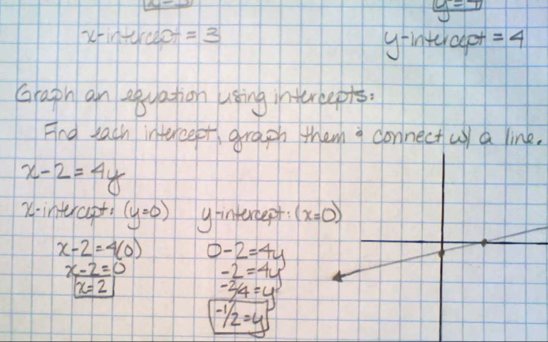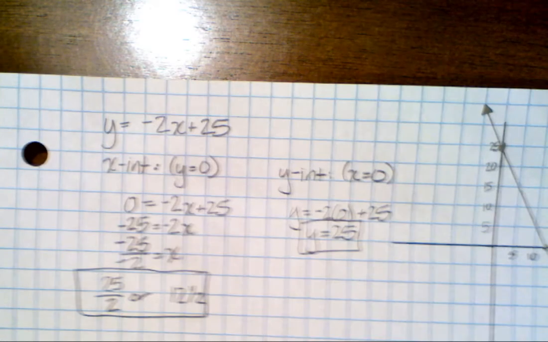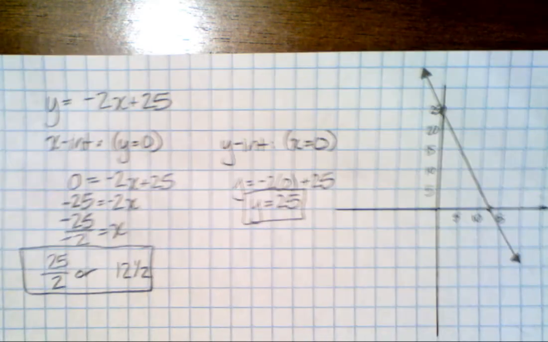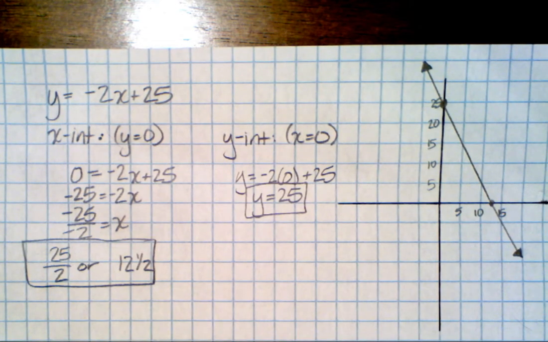Okay, here's another example: y equals negative 2x plus 25. Again, plug in 0 for y, solve, and get the x-intercept. Plug in 0 for x and get the y-intercept. Now, if you look at this graph, the y-intercept is positive 25. Well, I don't want to draw a graph that has 25 lines. That's a huge graph, and I don't need it to be that big.